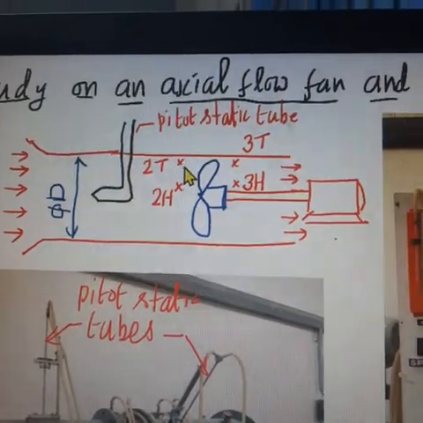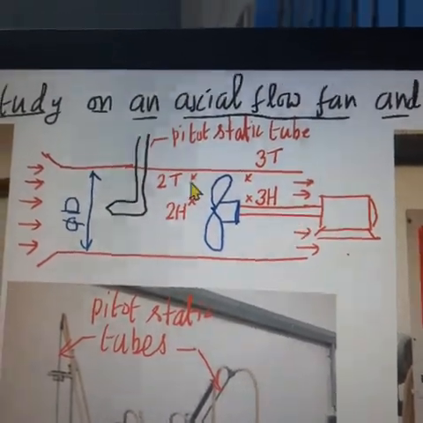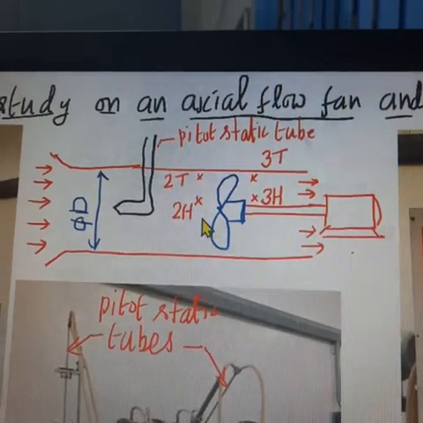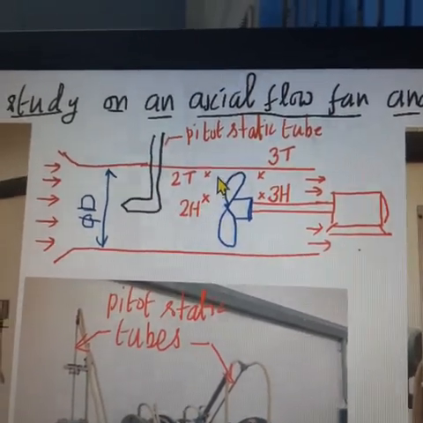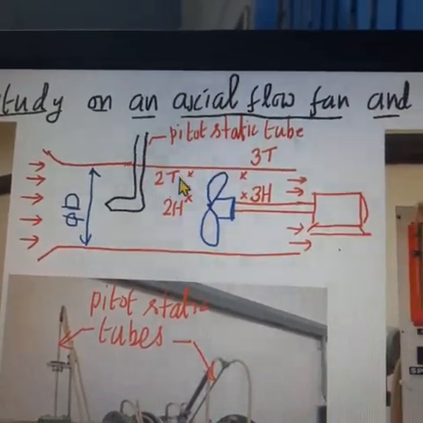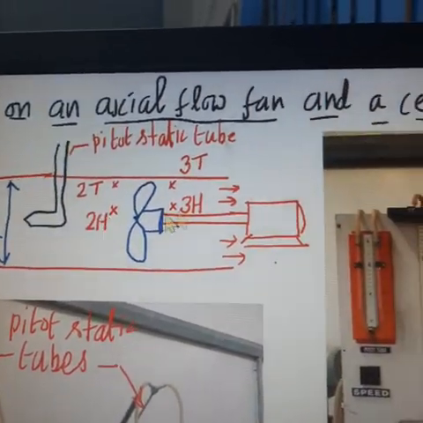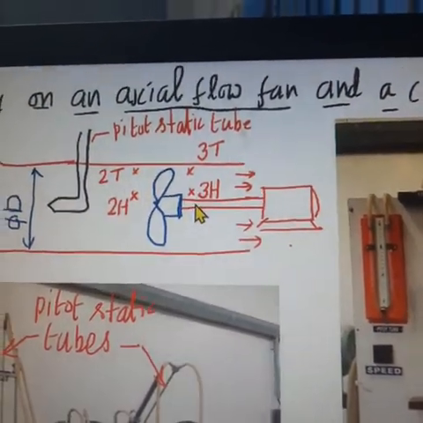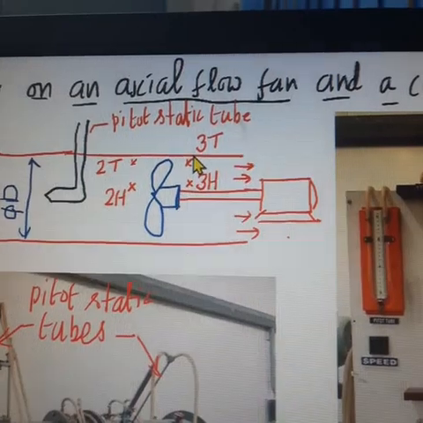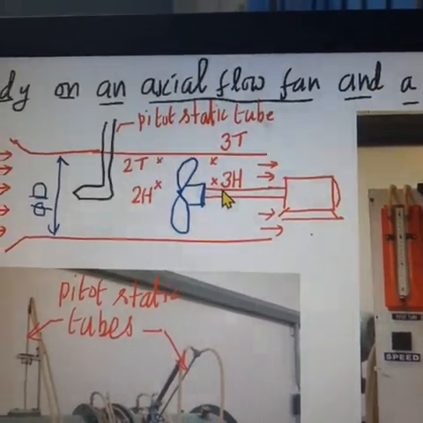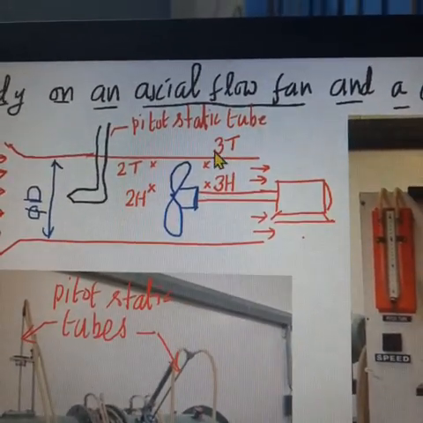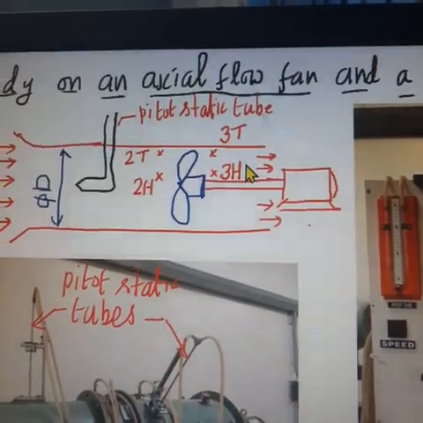You have to find the pressure at tip, that is called 2T, and the pressure at hub, 2H. Find the average of these two. So that is the pressure prevailing before the fan. Similarly, at stage 3, we have to find the pressure, one at tip and one at hub. We have to find the average of these two, that is the pressure prevailing after the fan.